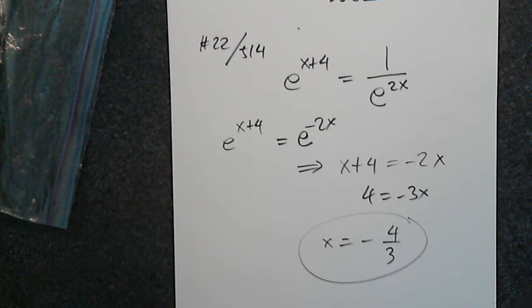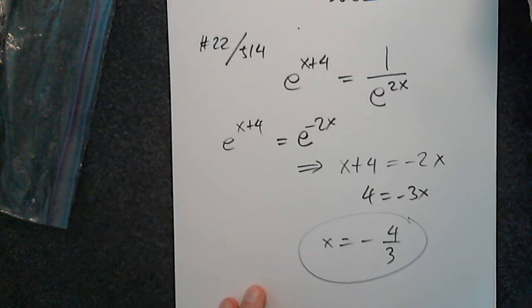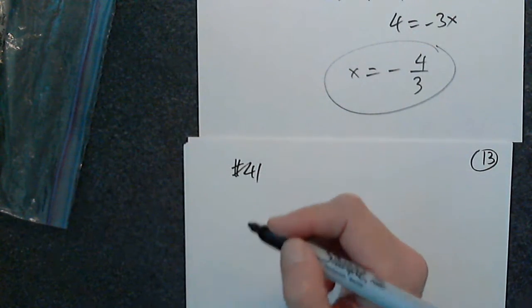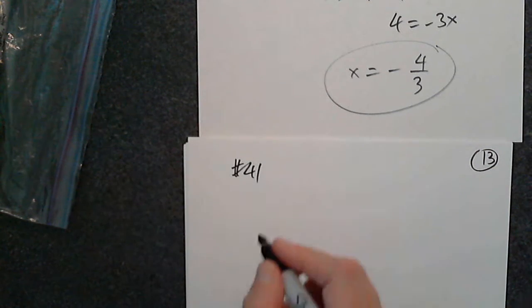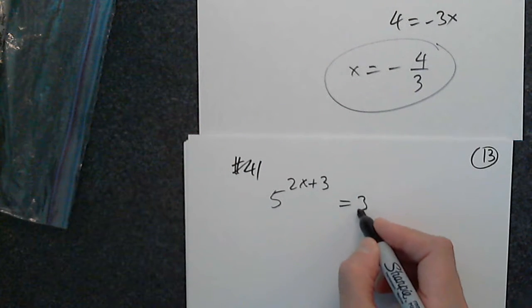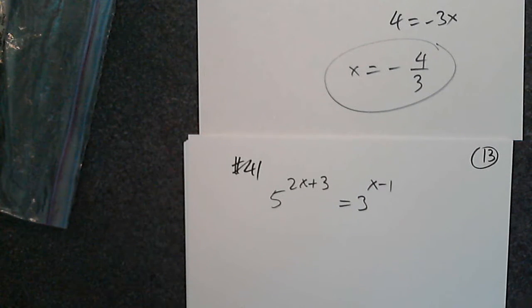The most difficult problem is number 41. I can't think of a more difficult situation. It just looks difficult. You'll see it's not if you follow the rules. So 41. And in 41 we have 5 raised to 2x plus 3 equals 3 raised to x minus 1. Well, there is no way I can present 5 and 3 with the same base ever.